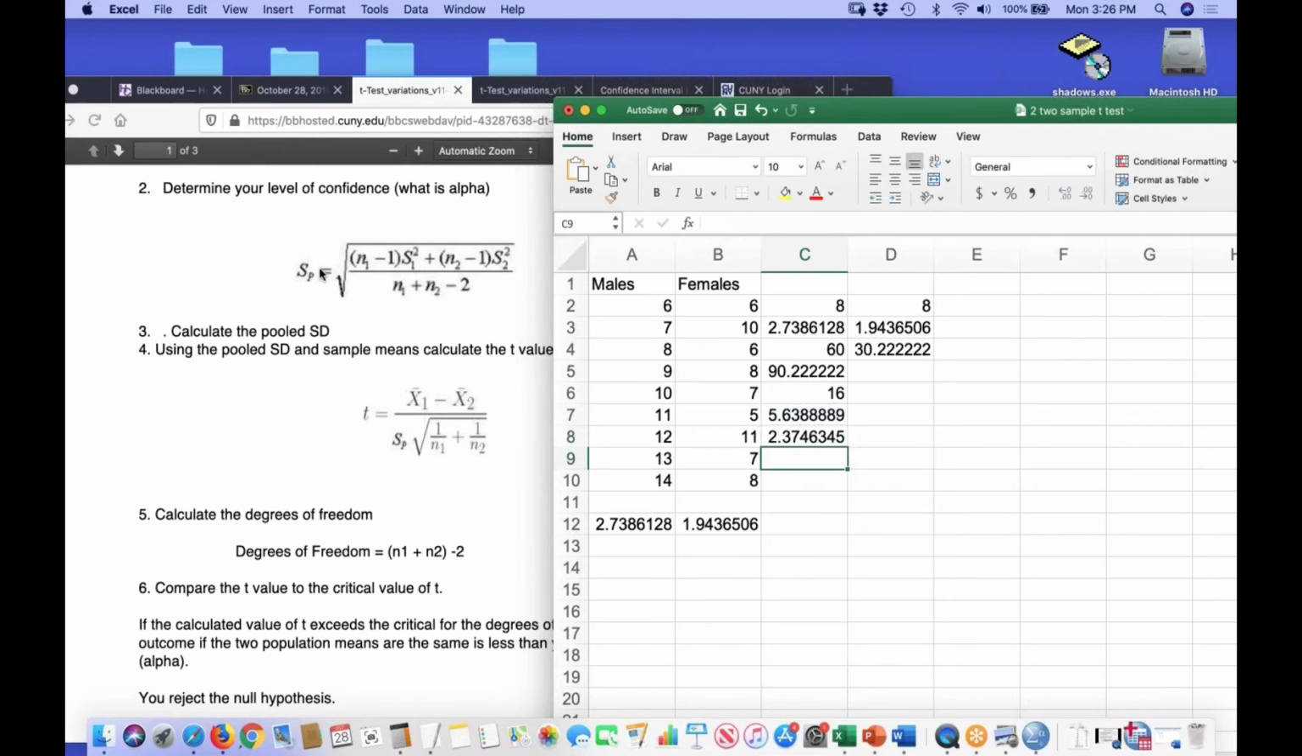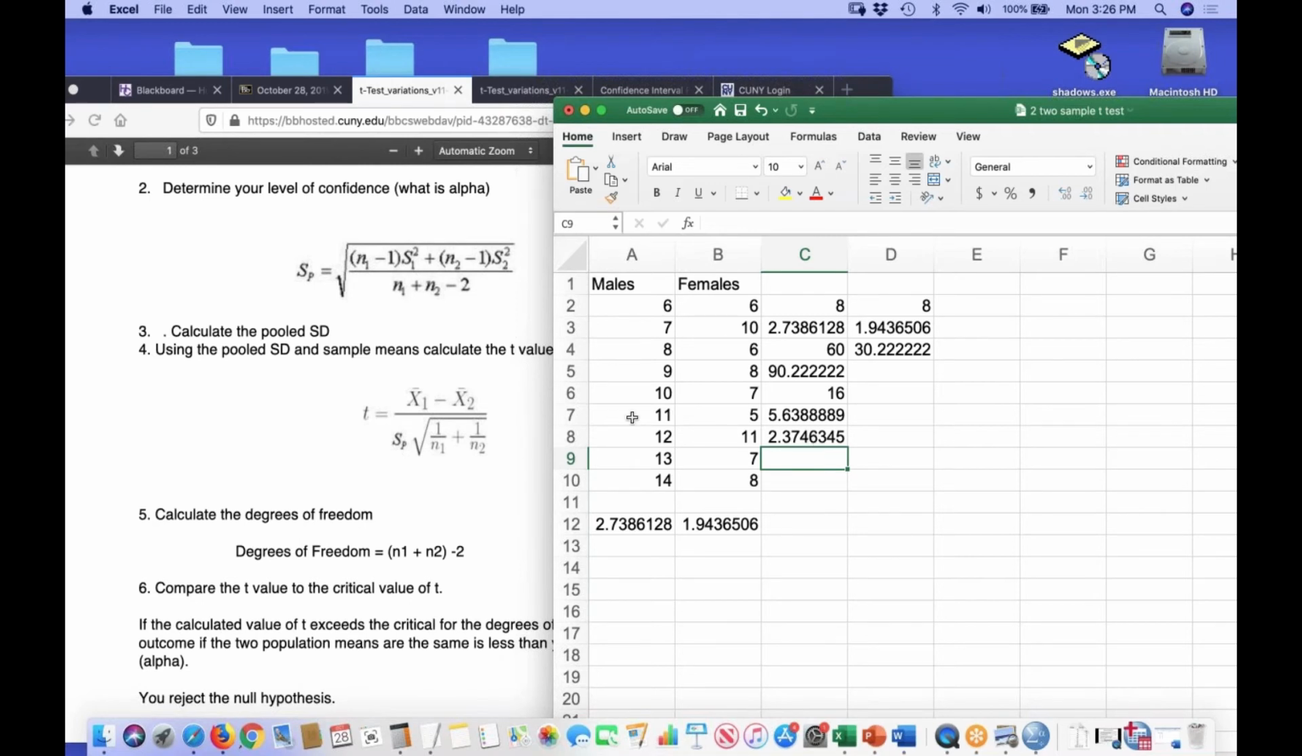So the pooled standard deviation is 2.37. If you looked, you can see it's the weighted average. It's really just the average of these two because the sample sizes are the same. But if the sample sizes were different, it'd be the weighted average of those two.